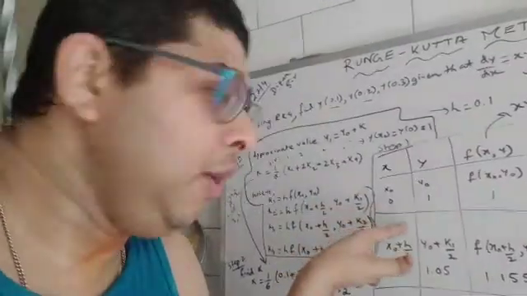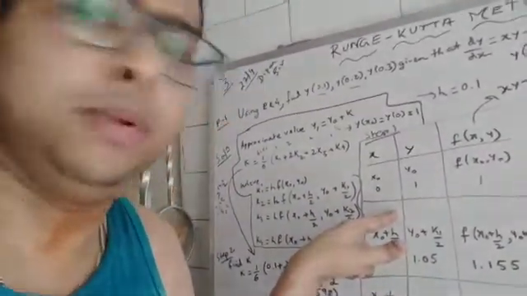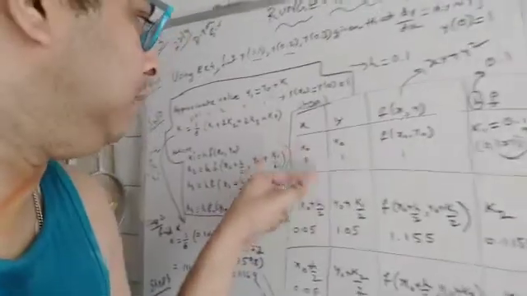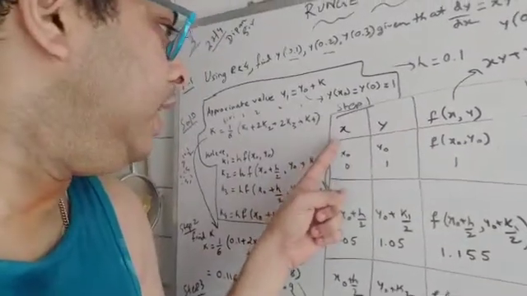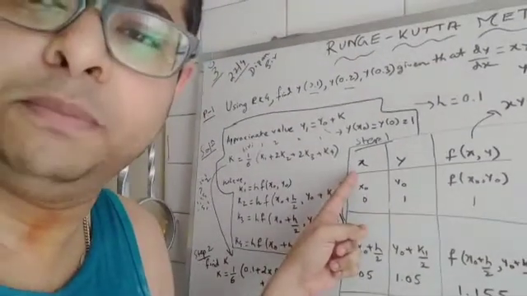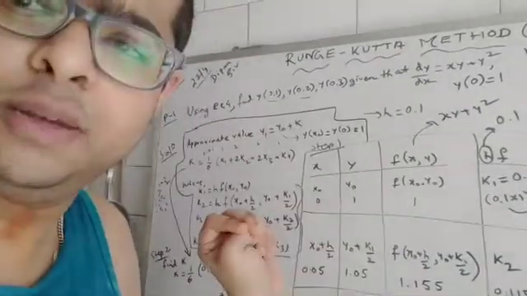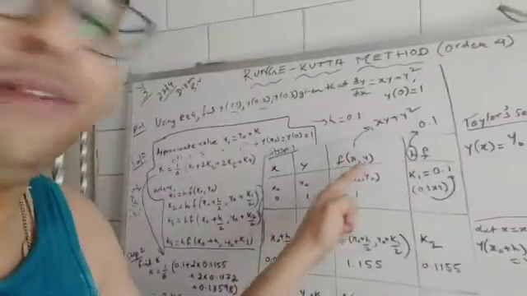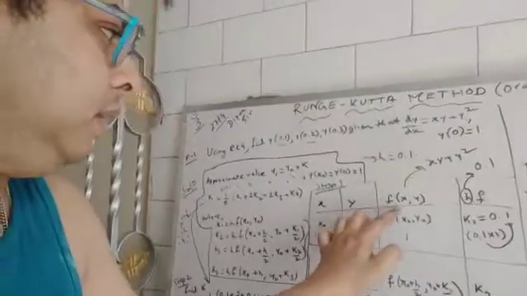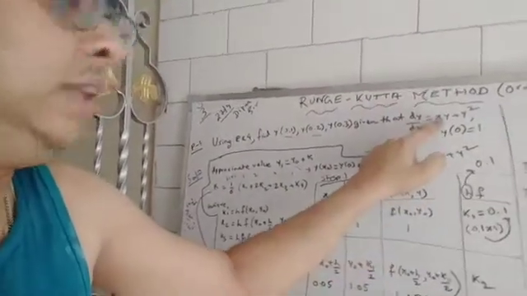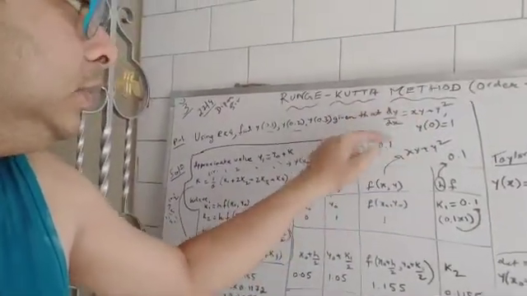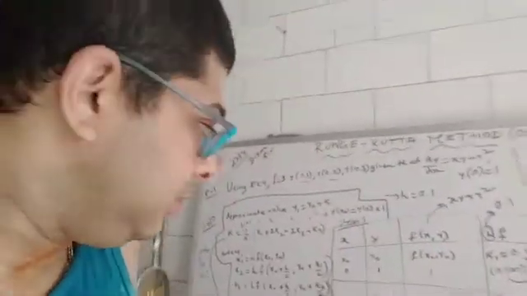So step 1, I recommend, is to construct a table. Let's see what is there in the table. Here the table consists of 4 columns: X, Y, F, HF. Remember what F is? F is basically this xy plus y square. This dy/dx is basically your F. Remember.